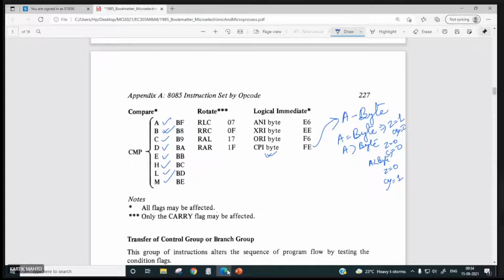Now this instruction is very, very important one. ANI byte.